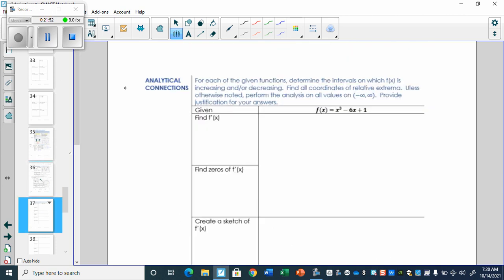I'm going to end it right there. We're going to move on to analytical connections next.